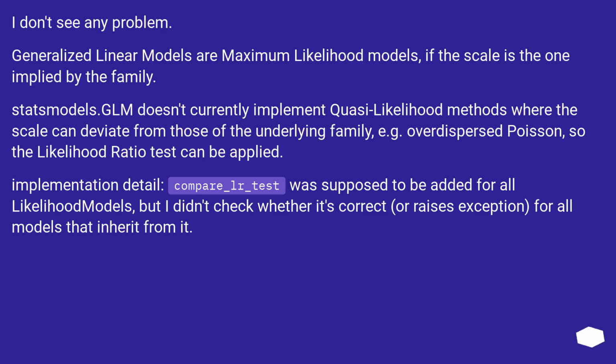Generalized linear models are maximum likelihood models, if the scale is the one implied by the family. Statsmodels GLM doesn't currently implement quasi-likelihood methods where the scale can deviate from that of the underlying family, for example overdispersed Poisson, so the likelihood ratio test can be applied.